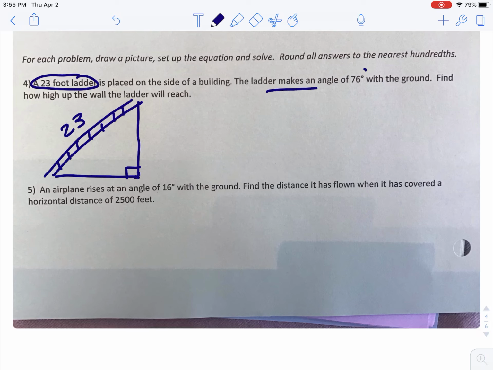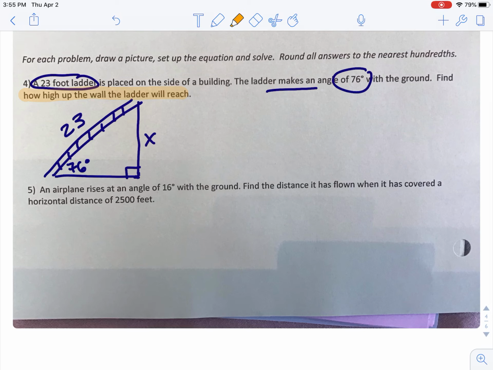The ladder makes an angle of 76. So angles are always on the inside. That's the angle. And what are we trying to find? How high up the wall the ladder will reach. So that's this side over here.